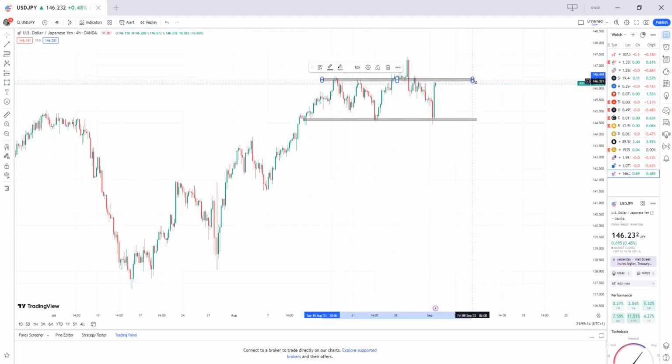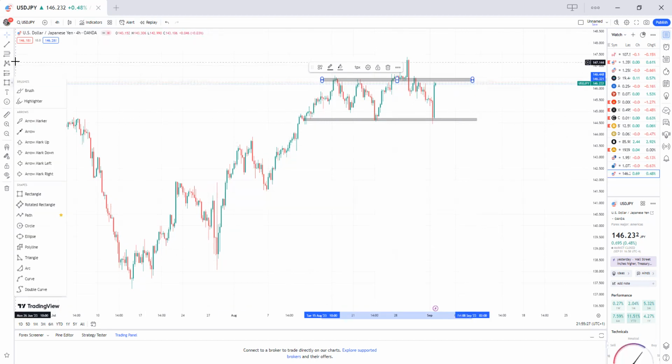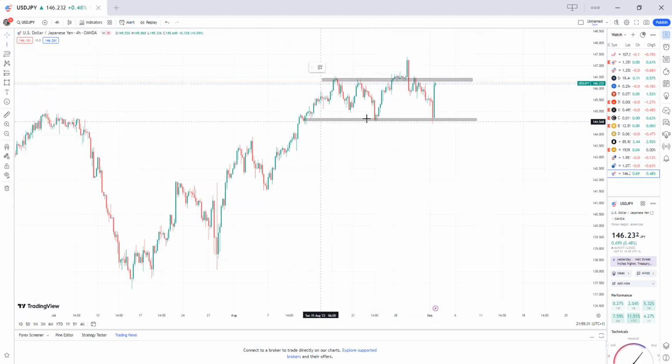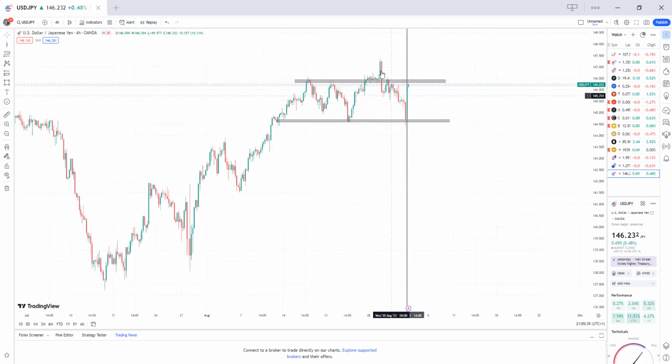So this is a resistance. So before now, let me use a vertical line to demarcate. So that bullish candle was not formed yet.